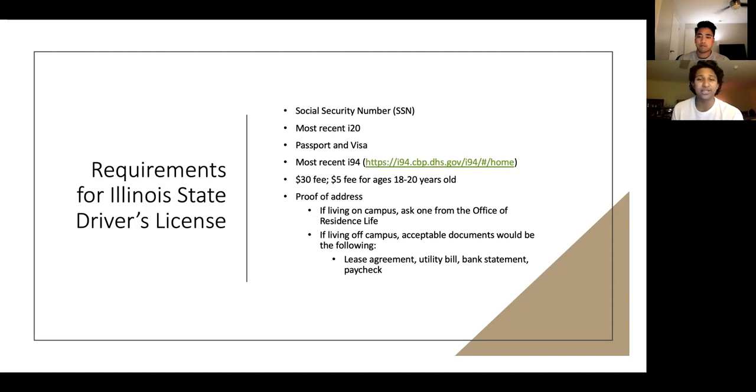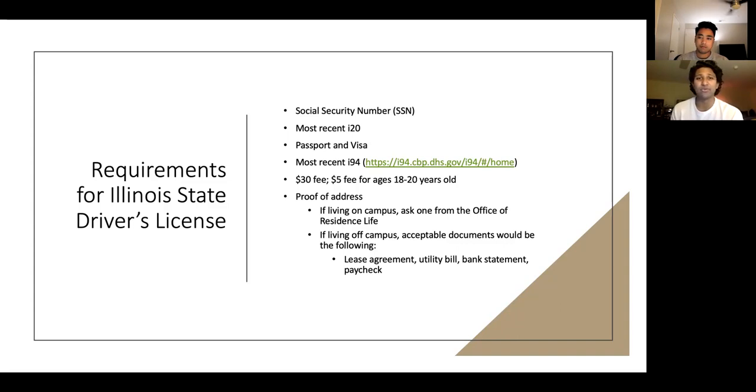In addition to that, like Gerard said, you need a most recent I-94 form. The easiest way you can access that is via the link that is provided over here. Again, the application fees remain the same as for the TVDL. For normal applicants, it's $30. If you are between the ages of 18 and 20, it's only $5.